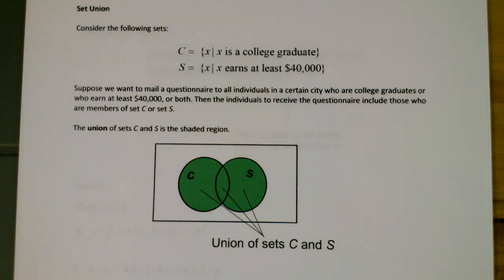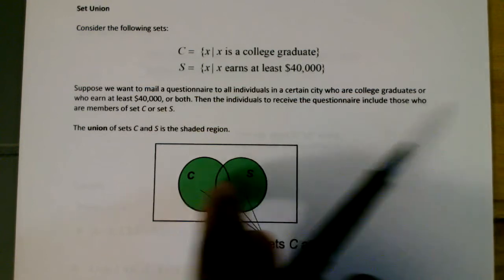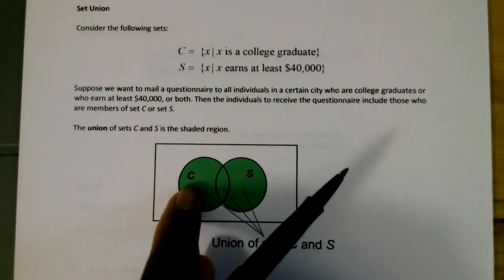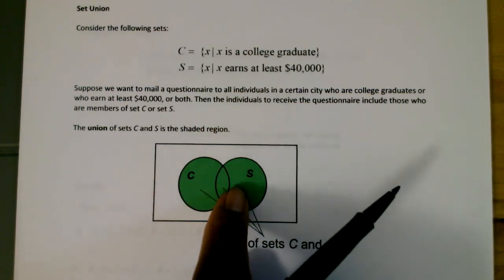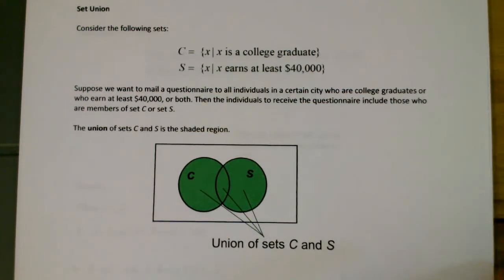Then the individuals to receive the questionnaire include those who are members of set C or set S. So if we look at the Venn diagram that you see here, this represents the union of set C and S. So we're including all elements that either are college graduates or earn at least $40,000. And we're including both those who are college graduates and earn at least $40,000. So that would be the union of set C and S.